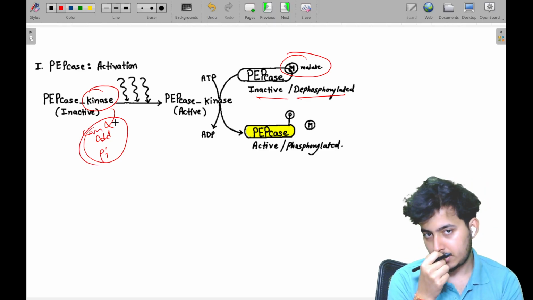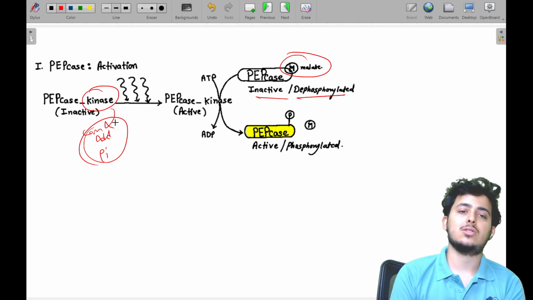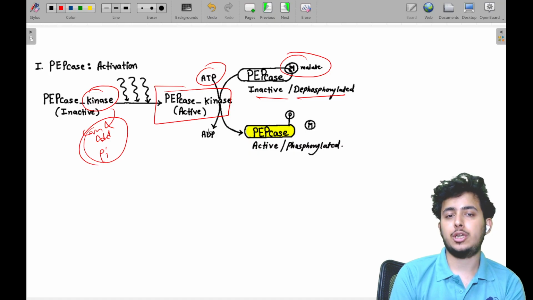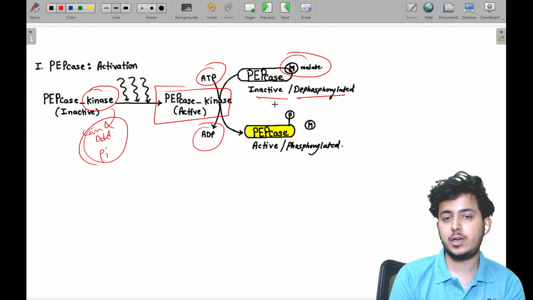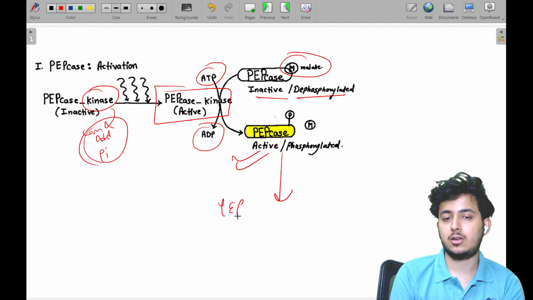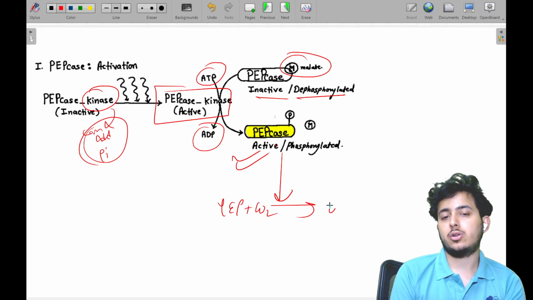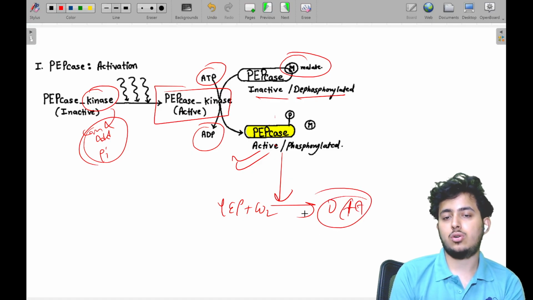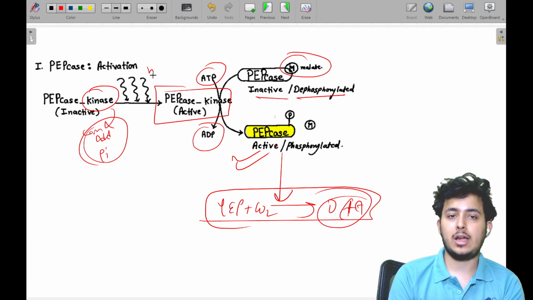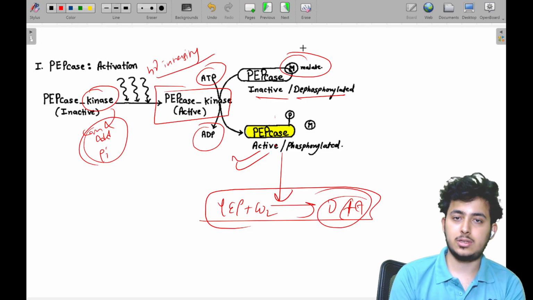So basically this is inactive, and when light falls, this light is causing the activation of PEPcase kinase, and once it is active, it can lead to ATP hydrolysis and the transfer of phosphate, basically phosphorylation of PEPcase. And once it is phosphorylated, PEPcase becomes active, and once PEPcase is active, then PEP plus carbon dioxide will simply be able to form oxaloacetic acid. Okay, so that is the whole concept behind the PEPcase activation. So this is regulated by light intensity. Okay, you can see in the figure also, and this is the concept.